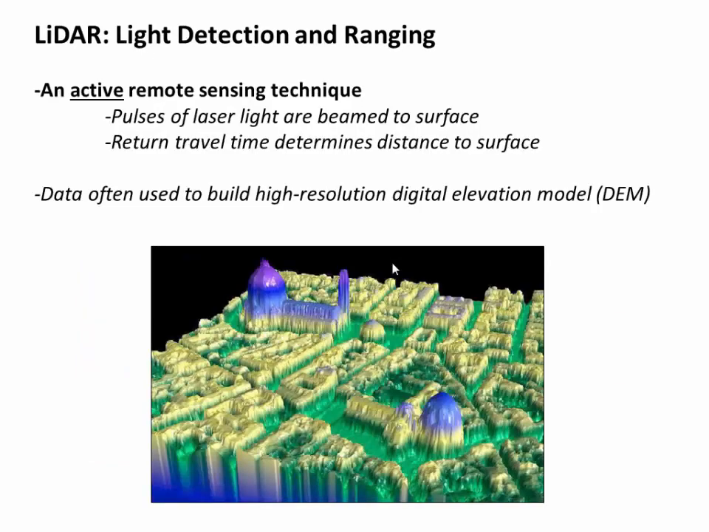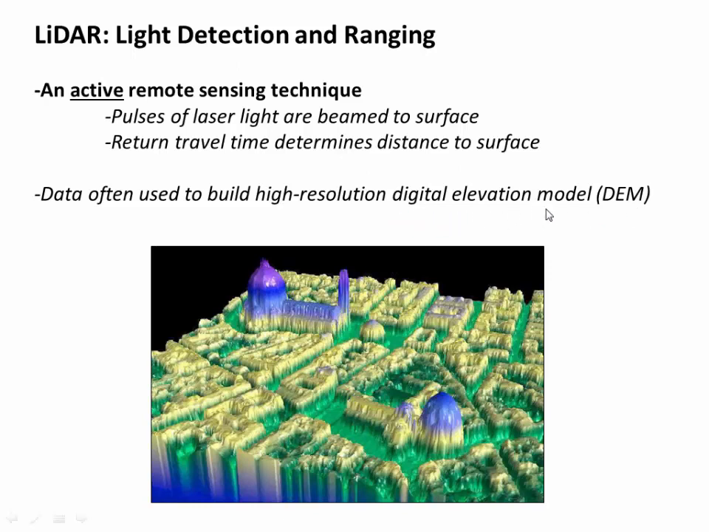So LiDAR is an active remote sensing technique, and it works by pulsing a laser from an aircraft down to the surface and then measuring how long it takes that laser pulse to come back to a detector on board the aircraft. So that two-way travel time can be turned into a distance or a height of the aircraft, which can then be turned into an elevation. And we can use those elevations to construct very high resolution digital elevation models, or DEMs.